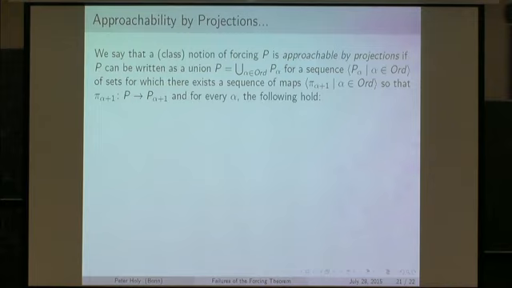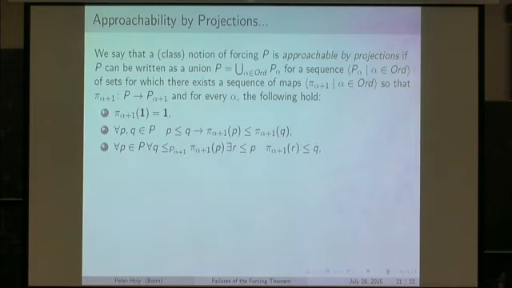So we say that the class forcing P is approachable by projections if it can be written as a class-length union of a sequence of forcings P_alpha, for which we have a sequence of maps. These will be projection maps, pi_{alpha+1}, where alpha is in the ordinals. So pi_{alpha+1} is a map from the whole forcing P to this forcing P_{alpha+1}, and we have some properties.